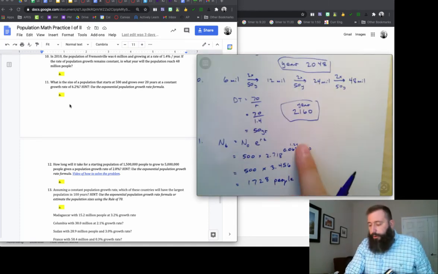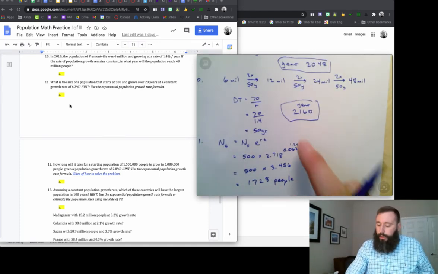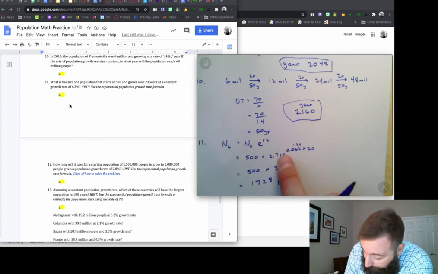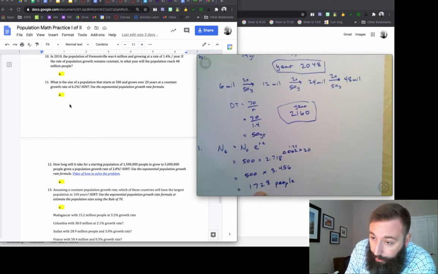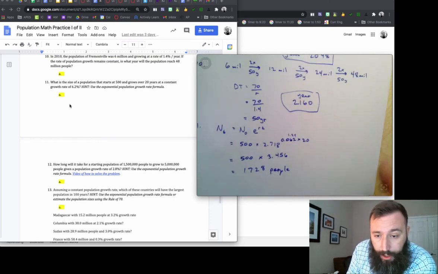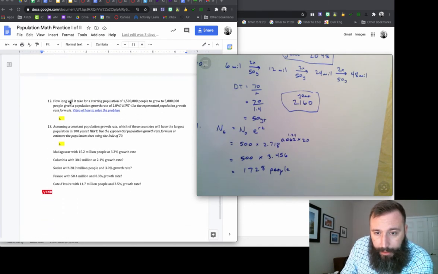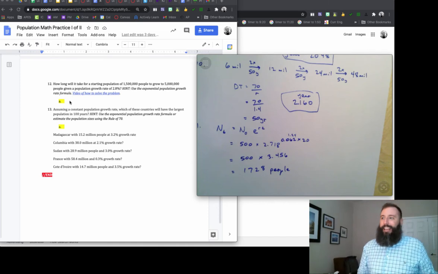So after 20 years at a growth rate of 6.2%, with a starting population of 500, we will have grown our population to roughly 1,228 people. It's an estimate. All right, we're coming down to the end game here.